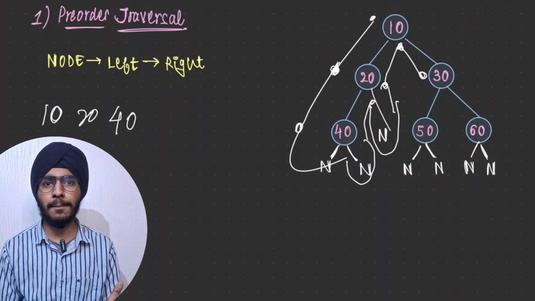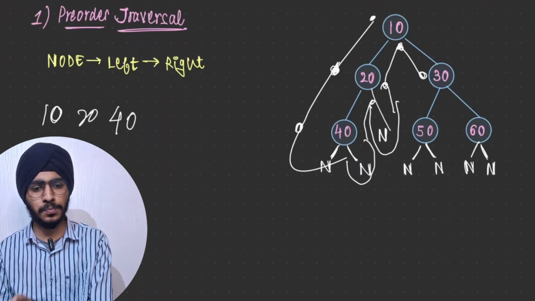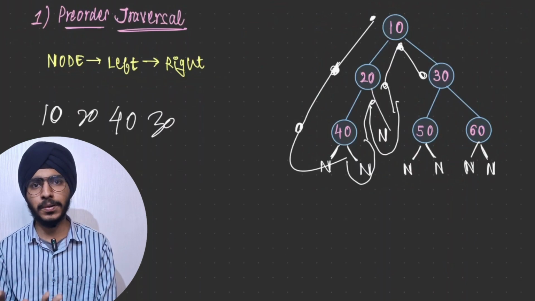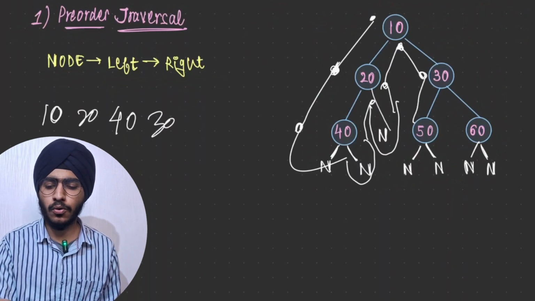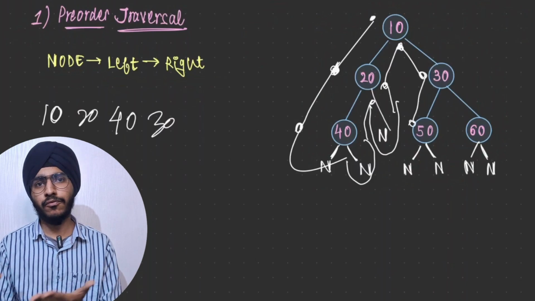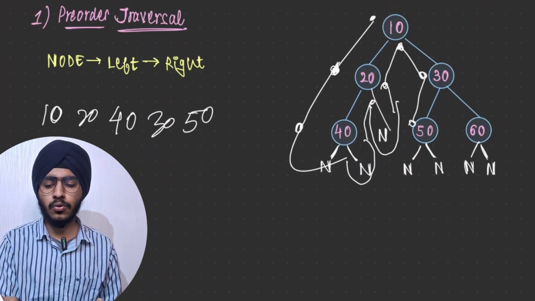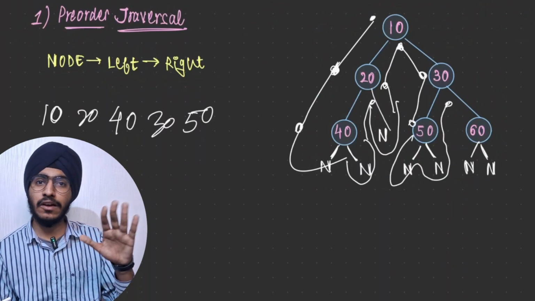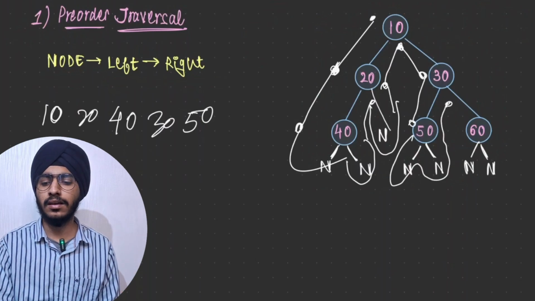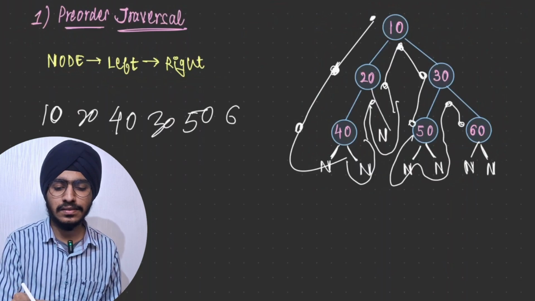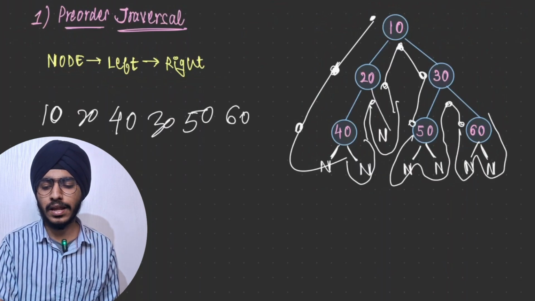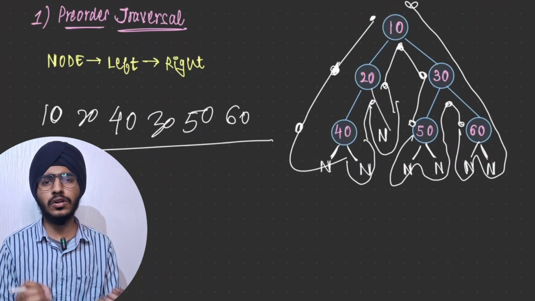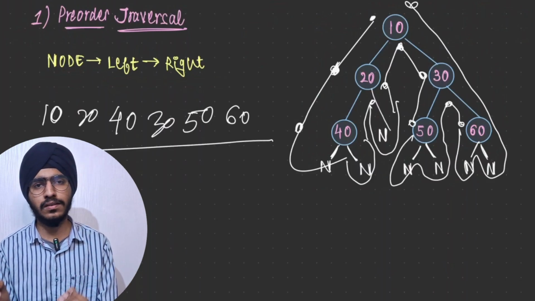Now the same story happens with 30 as well. 30 will say print me, so we print 30. Then 30 will say I have been printed, now go to left. So we go to left. Again 50 will say print me, go to left, null, go to right, null. We will come back to 30. 30 will say my left is completed, now go to right. Now we will go to right, that is 60. 60 will again say left, right, and will come back to 10 somehow, right? So this is the PreOrder Traversal. It was very simple to understand what it says.